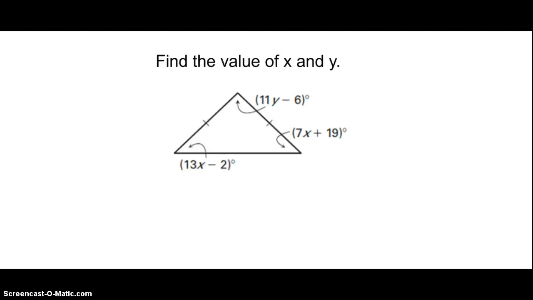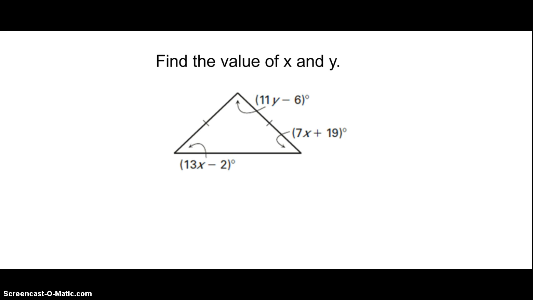Let's do some algebraic applications of those two theorems that we just talked about, the base angles theorem and the converse of the base angles theorem. So let's say we have this triangle. You can see that it's isosceles because the two sides are marked congruent. Now, we need to find the value of x and y.